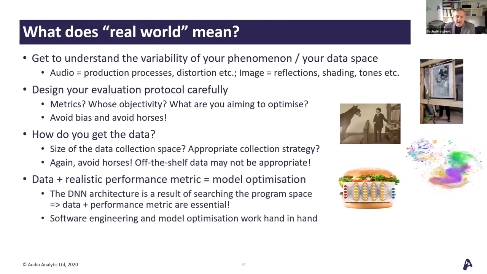So once you have your data and a realistic performance metric, then you are into model optimization. The DNN architecture is a result of searching the program space. And data and performance metric, I would argue that they're more essential than the type of architecture that you're going to end up with. You might end up with the most mundane architecture, but if it's the one that gives you the best performance that satisfies the customer, then why not?